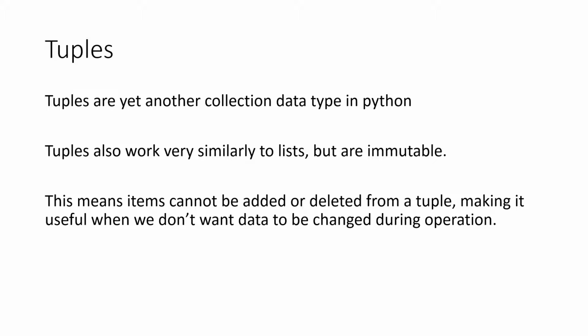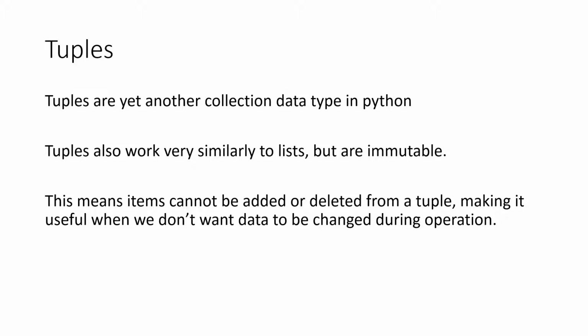The second type of data structure, collection data type, that I want to talk about today is called a tuple. Tuples also work very similar to lists, but they have some different properties as well. The big difference between a tuple and a list is that tuples are immutable. Remember, we talked about lists being mutable, how we can reference an item in it by its index and then change the contents of that item or add or remove it.